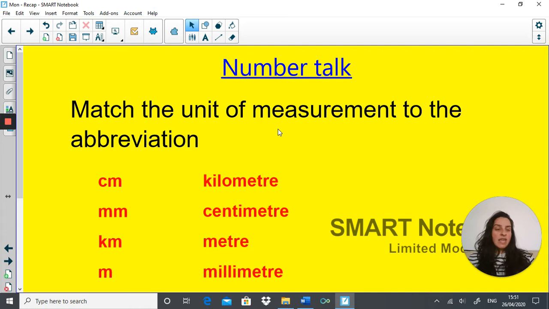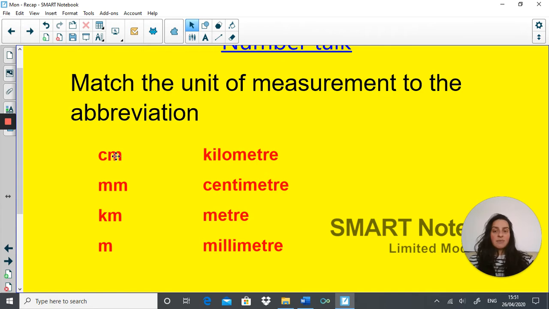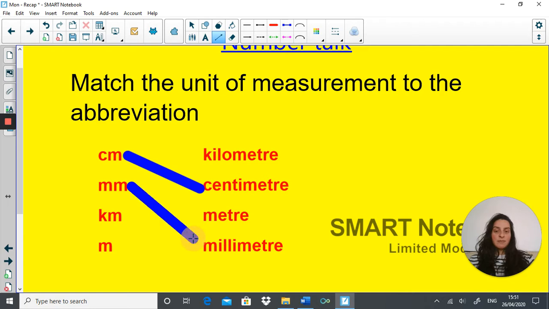So to start the lesson off, have a look at this. As you can see here, I have some abbreviations and here I have the units of measurement. What I want you to do is pause the video and try to match up the correct abbreviation to the unit of measurement. Have a go at doing that now. Okay, so these are the right answers. cm is for centimeters, mm is for millimeters, km is for kilometers, and m is for meters. Well done to those of you who got them right.